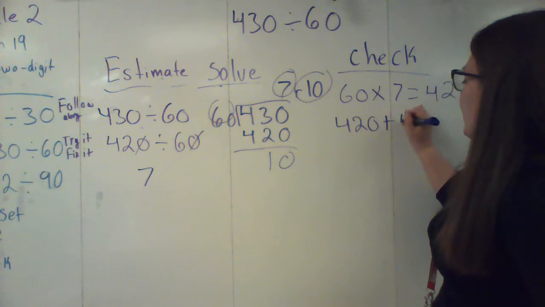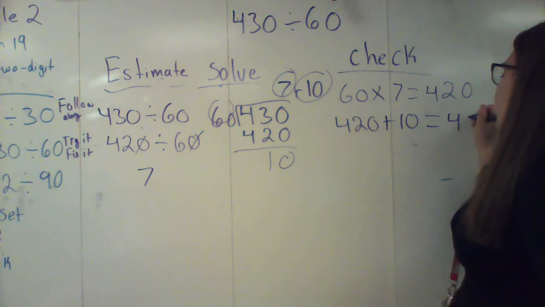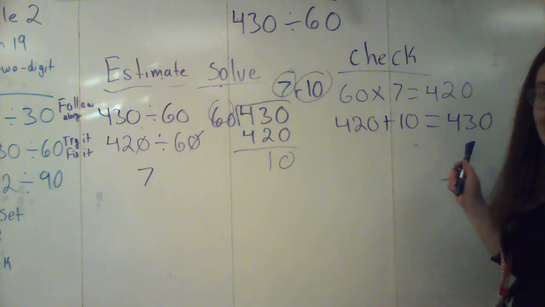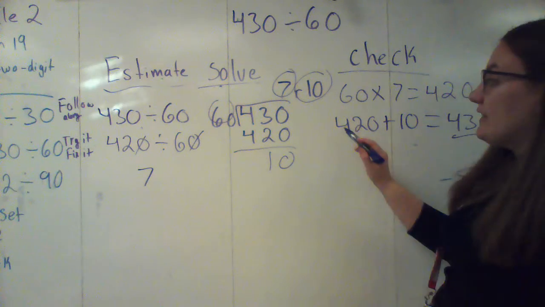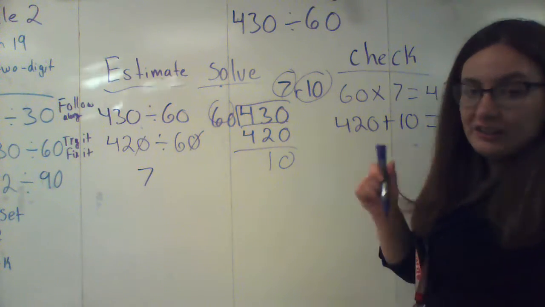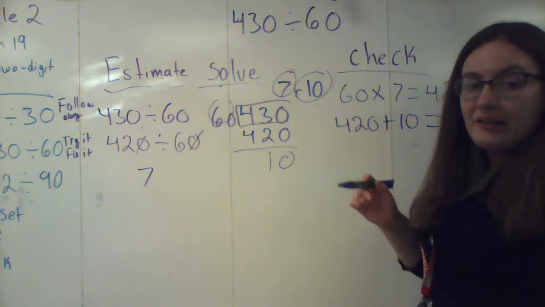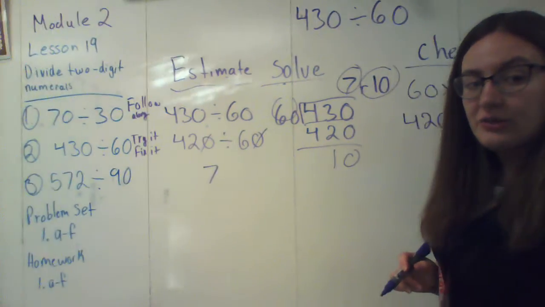So I have 420 plus 10, which equals 430. And this number matches this number right here. So I know I got my correct answer. We're done with this problem now, so let's move on to the next one.